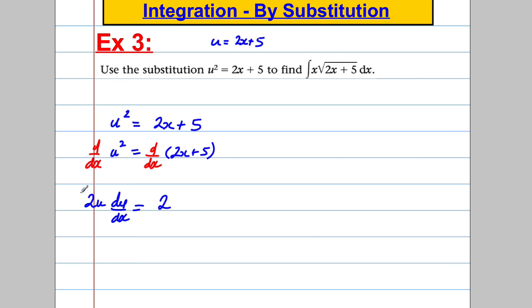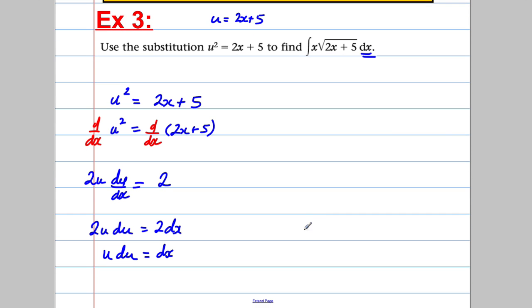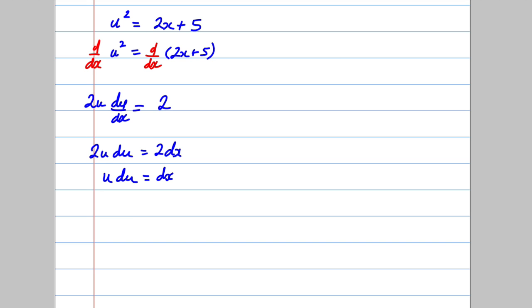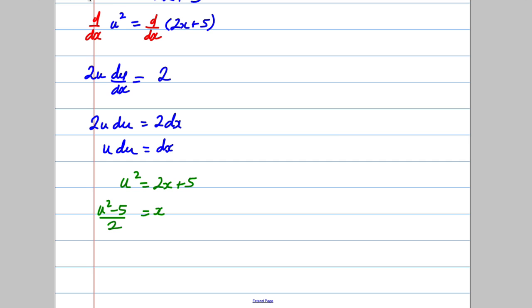Okay, so I'm making dx the subject of the formula here, so multiplying by dx, 2u du is equal to 2 dx, and dividing by 2, u du is equal to dx. So I can now replace the dx with u du, and everything else I should be able to replace. I can replace this with u squared, square rooted, and obviously what's x as the subject of this formula? Well, if we know that u squared is equal to 2x add 5, then x would be u squared take away 5 over 2. That would be equal to x. So now I'm ready to do my substitution.